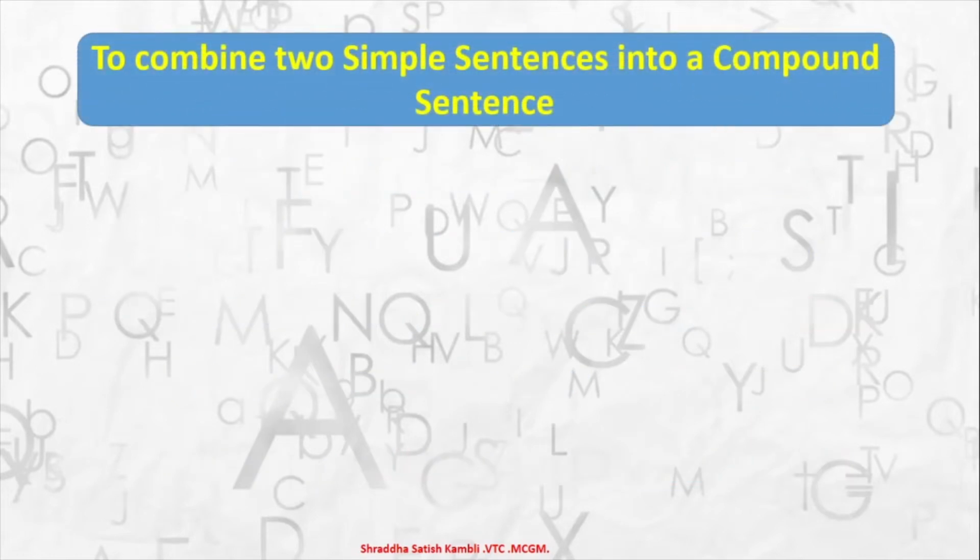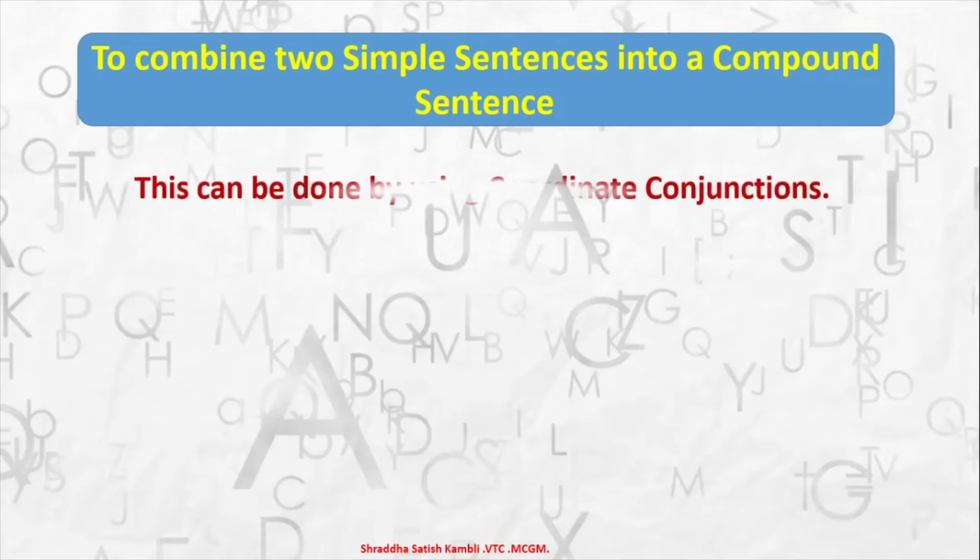What will I do to combine two simple sentences into a compound sentence? Now I want to combine two simple sentences and make it into a compound sentence. What will I do? Let's see. This can be done using coordinate conjunctions. We all know what the meaning of conjunction is. So we can use coordinate conjunctions in order to combine two simple sentences into a compound sentence.